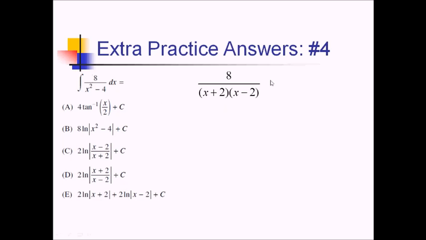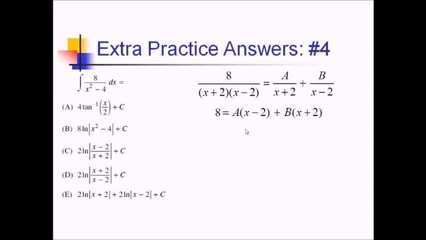And now I'm going to try to split that up with an equation. I'm going to set this equal to a over x plus 2 plus b over x minus 2. I should probably have a different letter up there. All right, now I'm going to multiply everything by x plus 2, x minus 2 to get rid of the fractions. So I've got 8 on the left side. On the right side, the x plus 2's cancel, so that's a times x minus 2. And the x minus 2's cancel down here, so that's b times x plus 2.